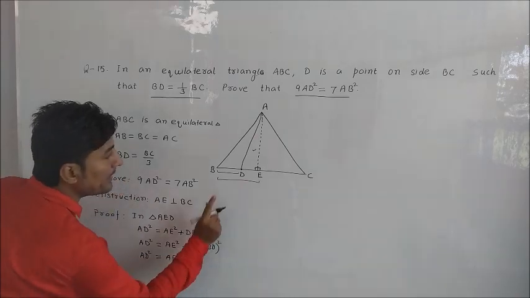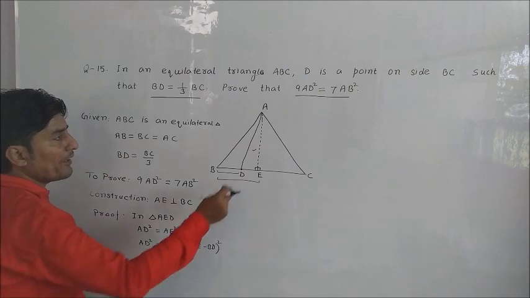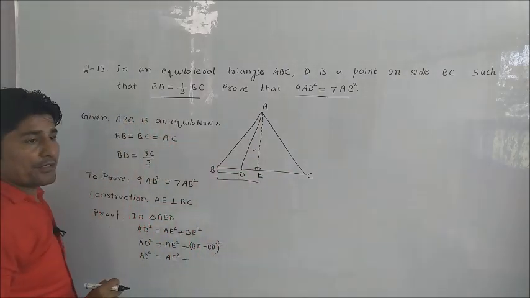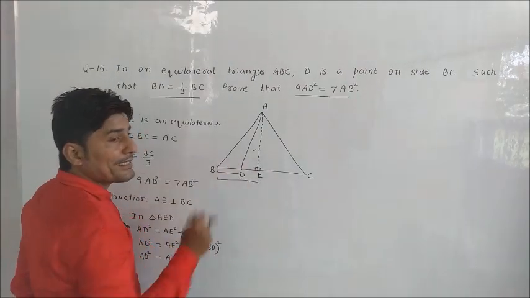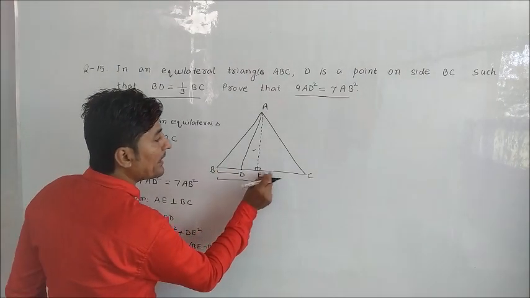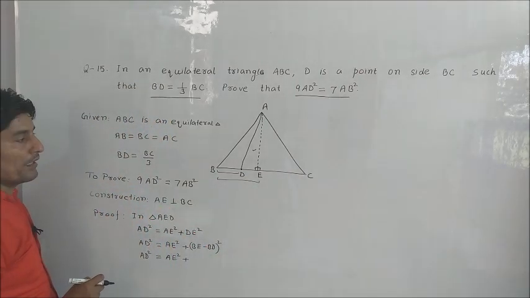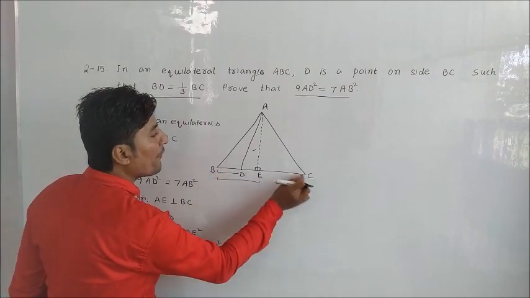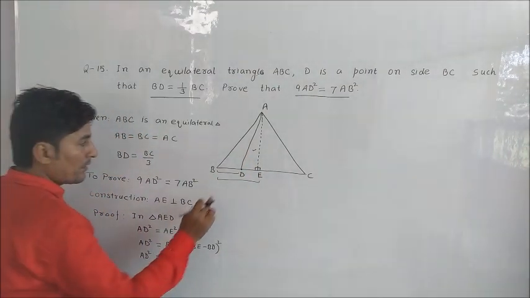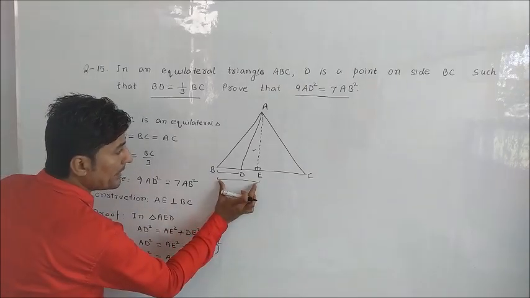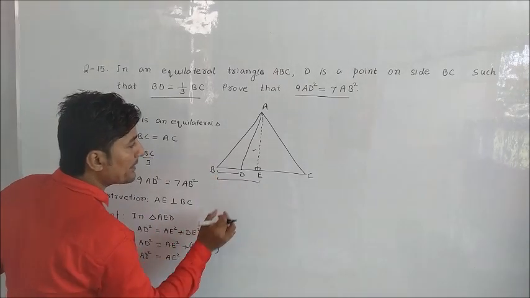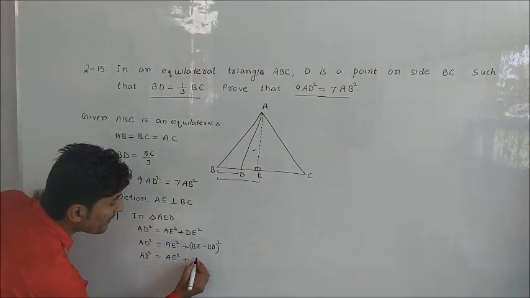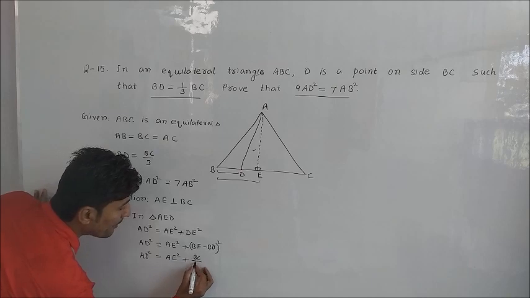As it is, plus BE. As we know, whenever we draw the perpendicular on any side of an equilateral triangle, it will bisect it. Means BE and EC both will be equal. Or in other words, we can say that BE is half of BC. So in the place of BE, we can write half of BC, or BC upon 2.